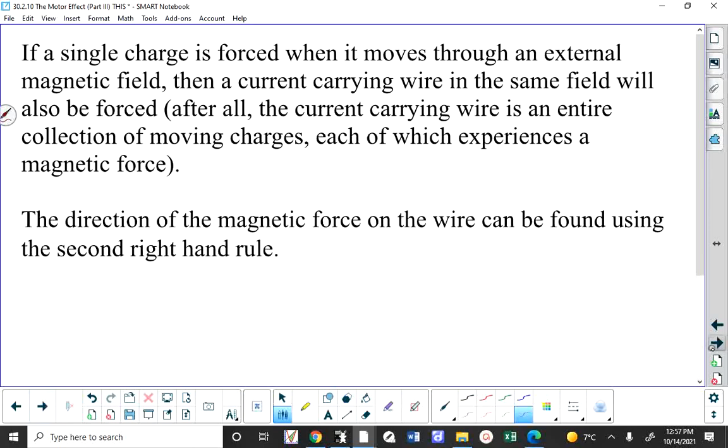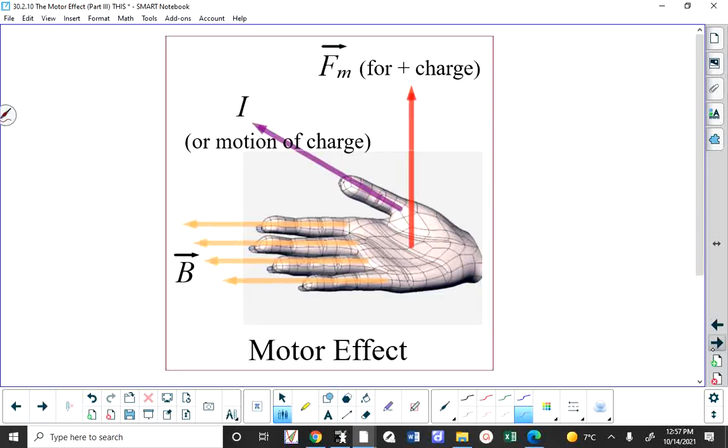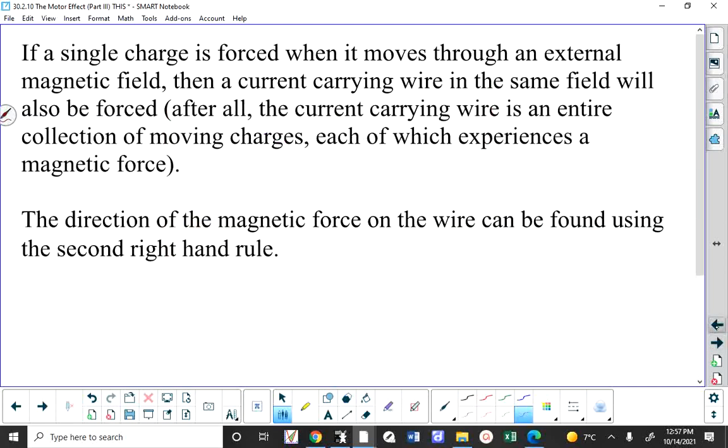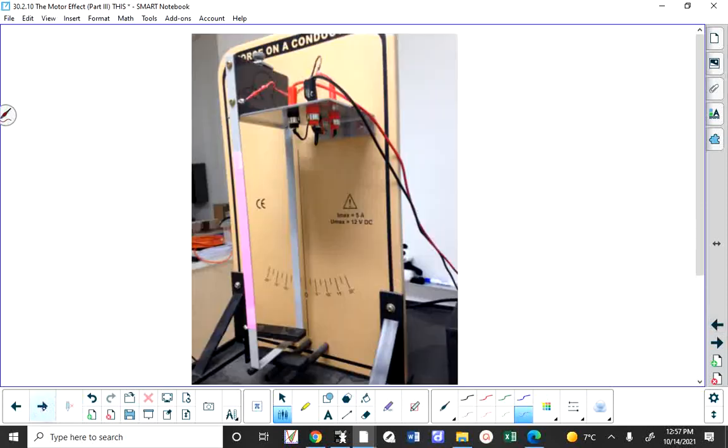We're not going to jump right into it, I guess I'll talk about this first. The direction of the magnetic force is found using the same right-hand rule that we use to determine the direction of the magnetic force if it's a single charge. So I want you to just focus your attention.